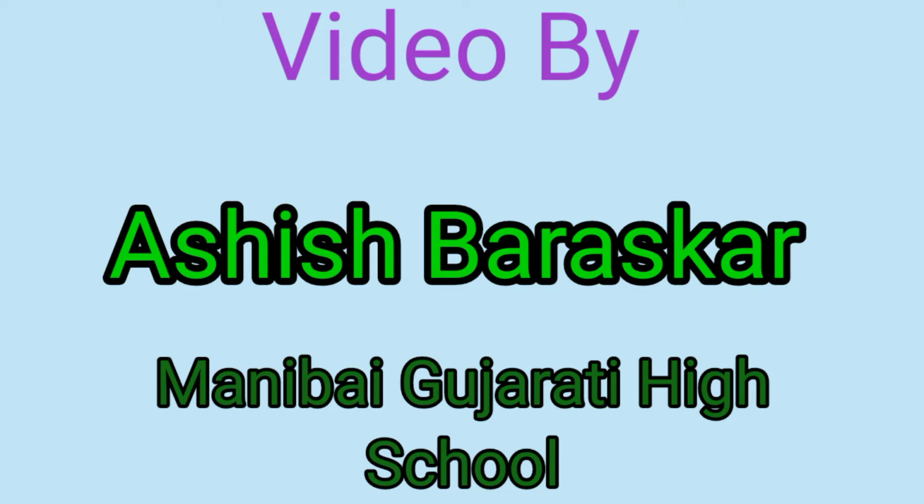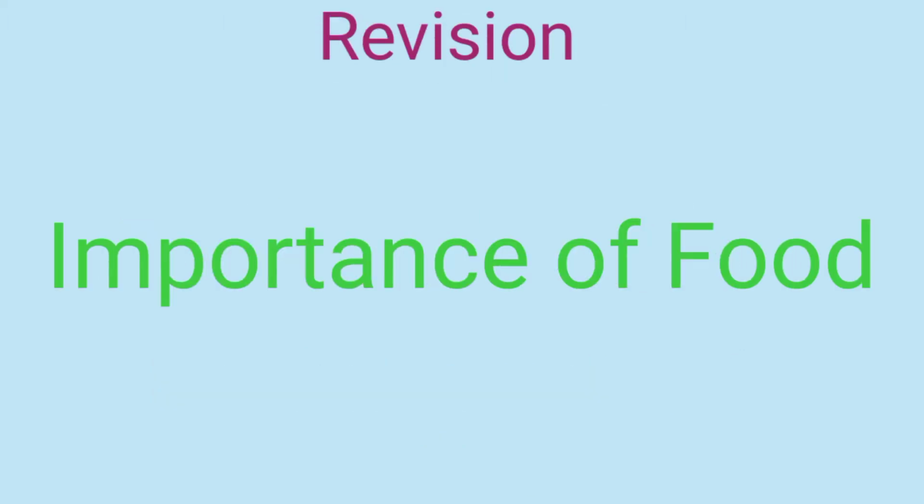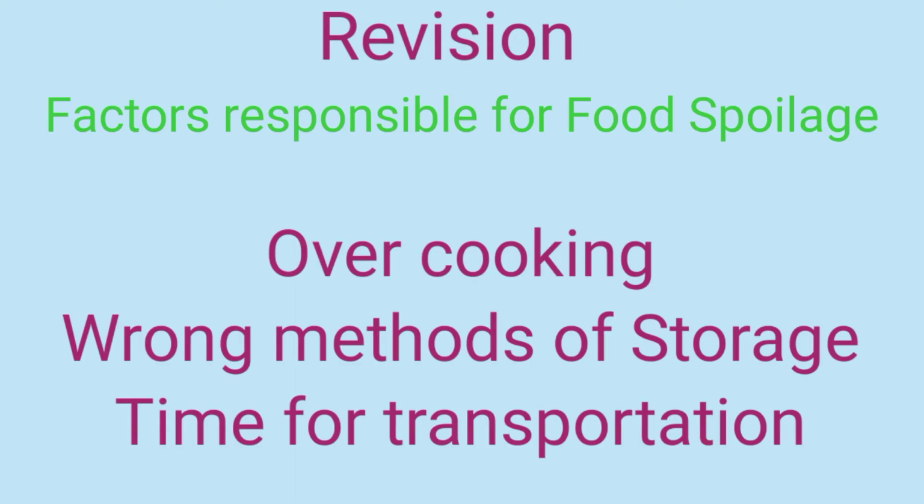First was the importance of food. We know what the importance of food is. We get different types of nutrients from the food, like carbohydrates, vitamins, proteins, fats, and minerals. So the food we eat must be good and must not be spoiled, to get a sufficient amount of these nutrients. Then second, we learned the factors responsible for food spoilage.